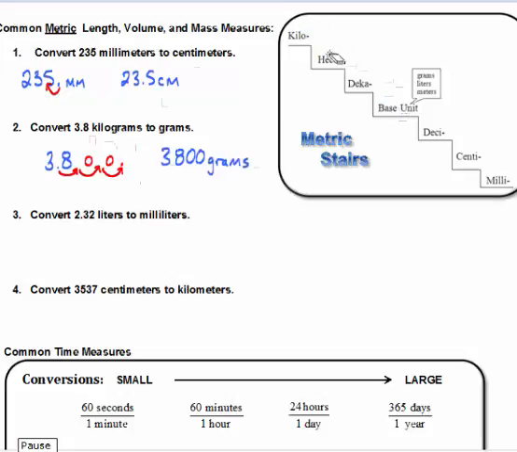If you ever had to remember this, a common mnemonic technique to remember these going down the stairs is King Henry died drinking chocolate milk. That's what I've heard from several different teachers. Maybe it'll help you remember it if you had to do it without actually having your notes. Well, let's try the next one.